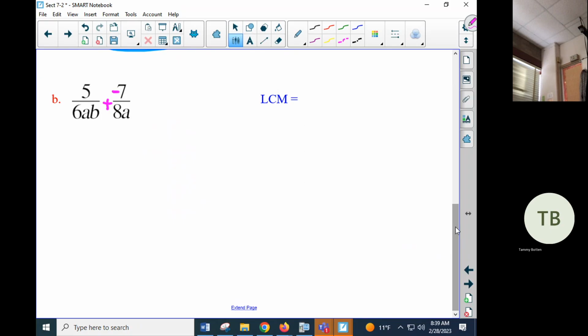Now we need to decide what number do both 6 and 8 go into. You guys think of that? 24. You could have listed 8, 16, 24, but 6 and 8 both go into 24. Then the highest power of A is A. The highest power of B is B. Okay. So now what I'm gonna do is put both of these over 24AB.